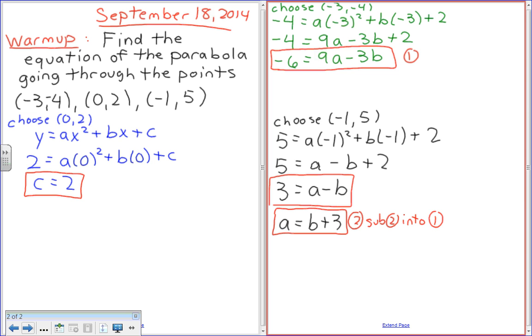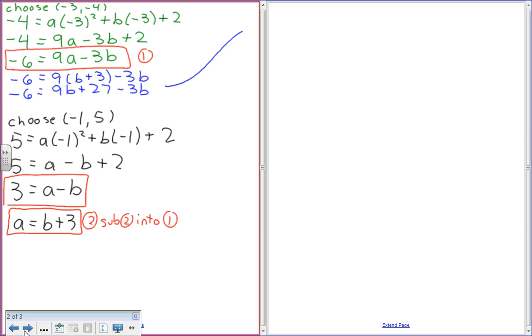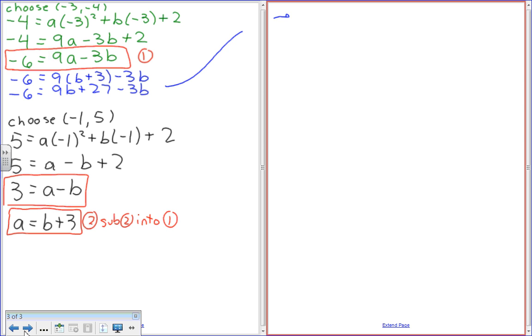So what's going to be is negative 6 equals 9b plus 3 minus 3b. Why am I happy at this step? There's just one variable. We can actually solve it now, okay? I'm going to do this because I like math. Negative 6 equals 9b plus 27 minus 3b. I'm running out of room, so I'm going to go to the next slide. And we'll call it negative 6 equals 6b plus 27.